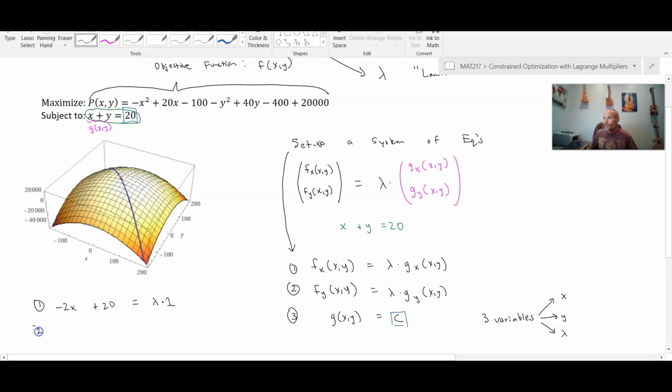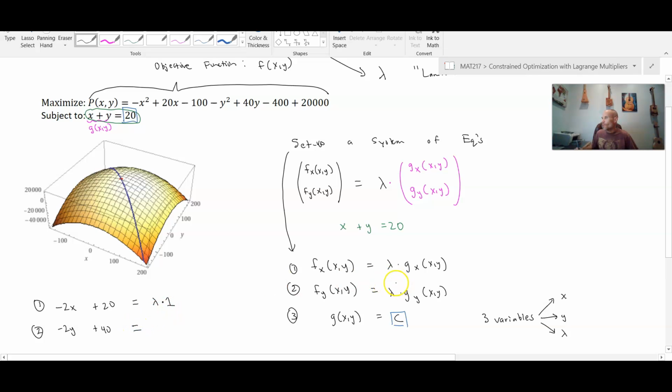Now, our equation 2 will be the derivative of f, so that's our objective function, with respect to y. This is going to be 0 because we're holding x constant. This will be 0. This will be 0. The derivative of negative y squared is negative 2y. The derivative of 40y is 40. The derivative of negative 400 is 0, and the derivative of 20,000 is also 0.